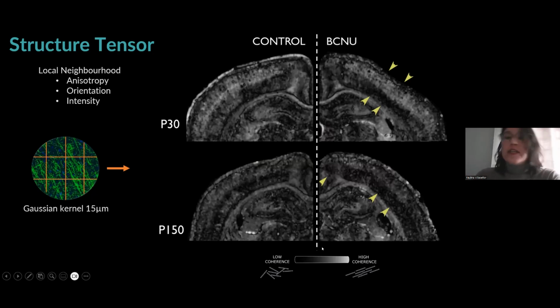a lack of coherence. Basically, coherency in this type of map means whether or not there is a primary orientation of the fibers in the stain. So at 30 days, this corroborates what we saw with the multi-tensor as well. And again, at 150 days, we see slight changes, but they're way more subtle compared to 30 days. But we still see a loss of coherence in the deeper layers of the cortex compared to the control one.